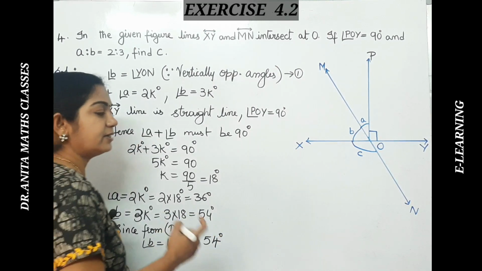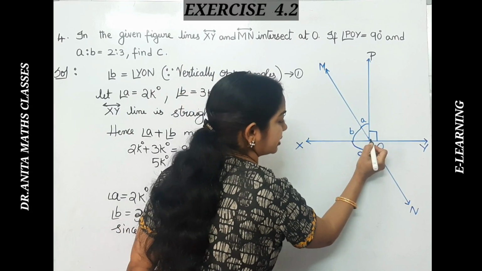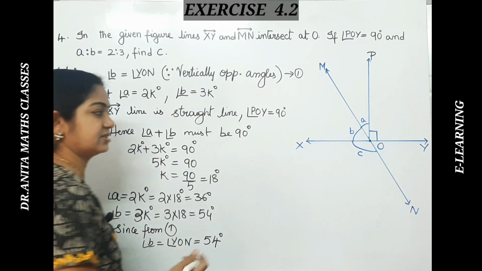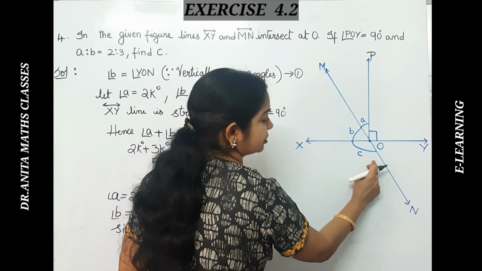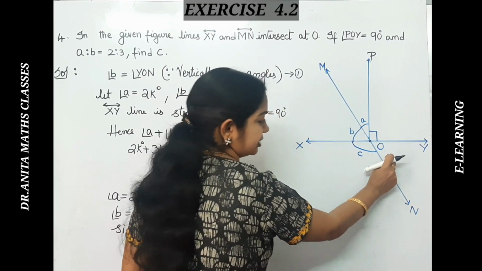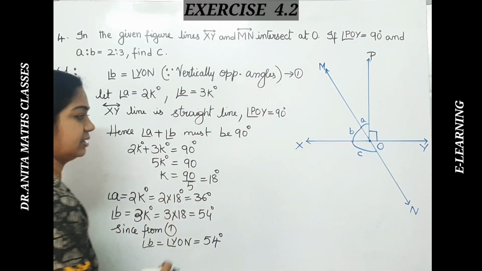Now the asked question is angle C. So we know that at a point the complete angle is 360 degrees. We got these two as 90. Here we don't know this. We got this angle as B, this angle B means this is 54 degrees. So we'll club all of them and we'll find out the unknown angle, that is C.